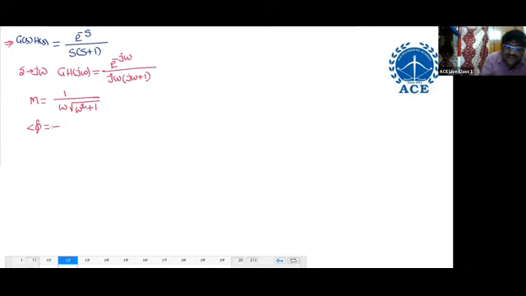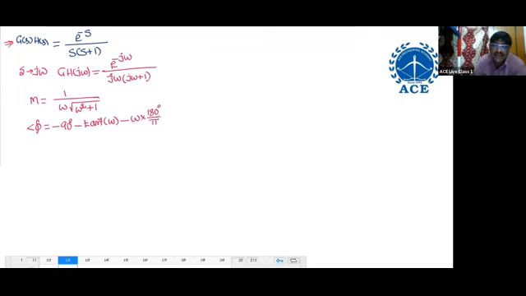Write the phase angle. Minus 90 minus tan inverse omega minus omega, since e power minus j theta means minus theta. But omega is in radians, so convert into degrees by multiplying by 180 by pi. This is the phase angle.